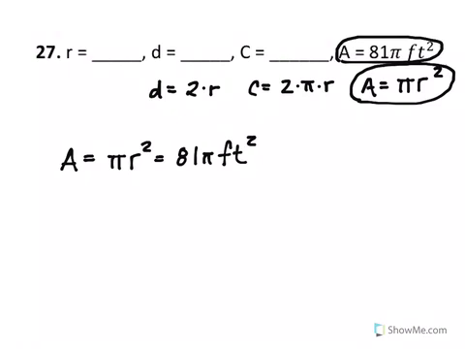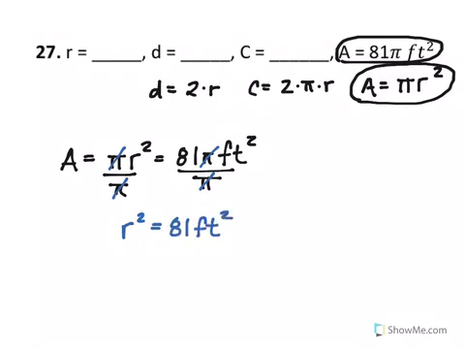So if we divide both sides by pi, then my pi's are going to cancel. Pi divided by pi is 1. And I'm left with the radius squared is equal to 81 feet squared.